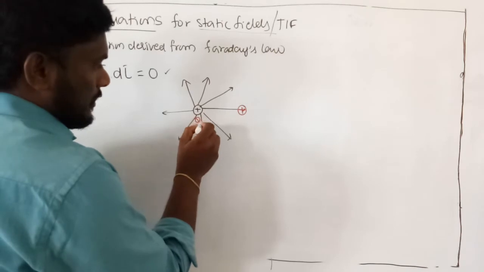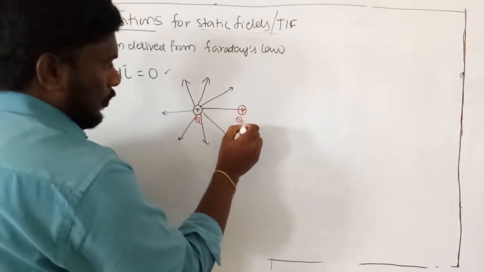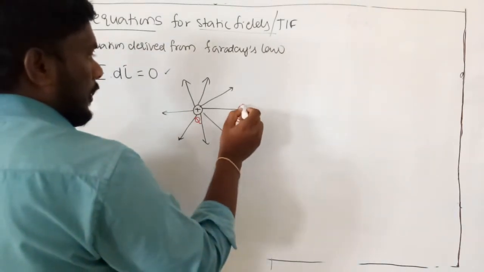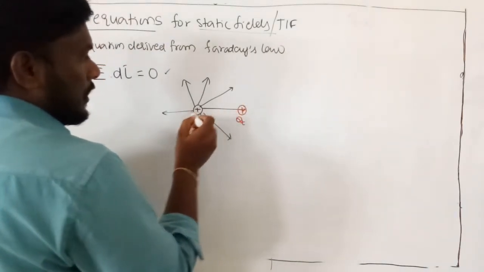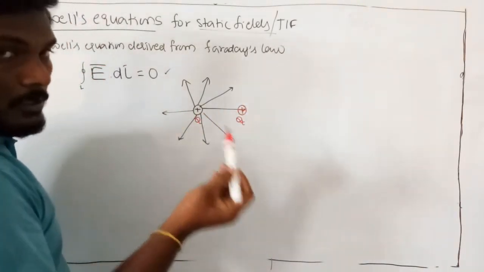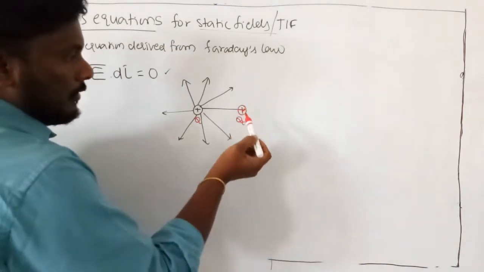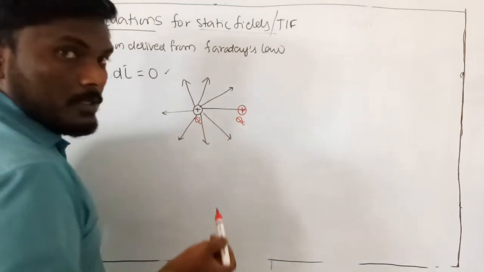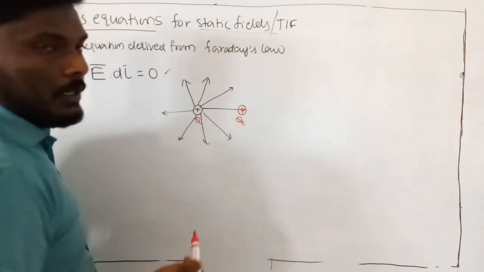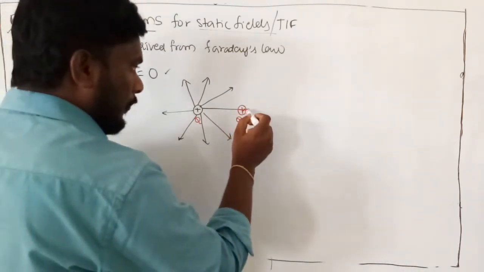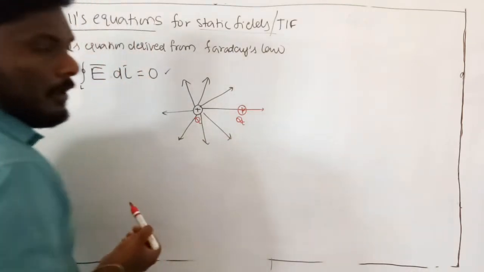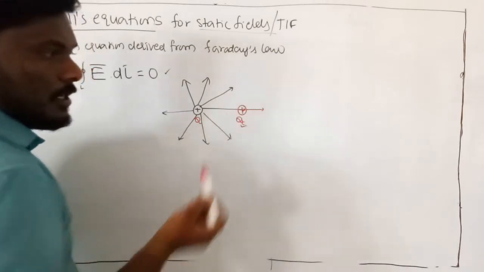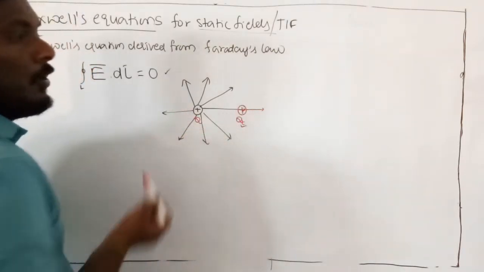So let us consider the charges Q and Qt. The magnitude of the charges is Q and Qt. Again I am repeating, the moment you place the test charge in the region of the electric field, what will happen? A force is experienced on the test charge due to charge Q.